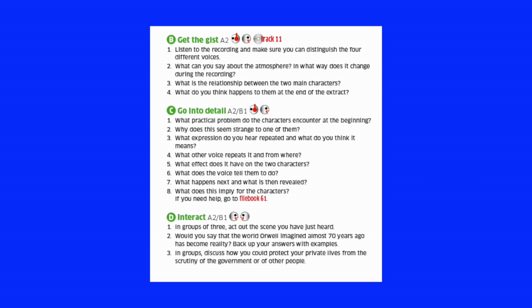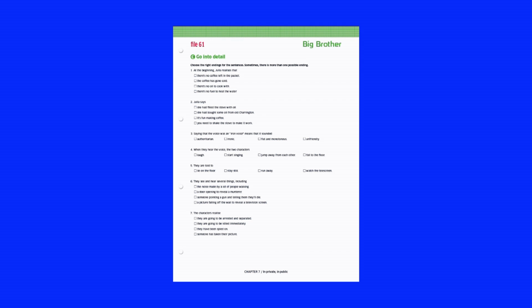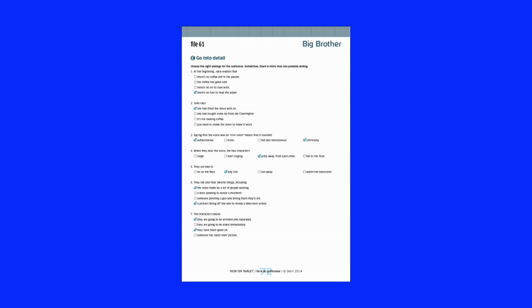In every case, the intensive listening stage is reinforced by a worksheet, a file, which is part of what we call the file book, a collection of 77 worksheets. Here, the worksheet that goes with the Go into Detail activity is File 61. Here it is. The files are not tests. They are there to help students understand. They provide choices and give clues. They can be set as classwork or homework. And of course, we provide you with a corrected version in the teacher's book.